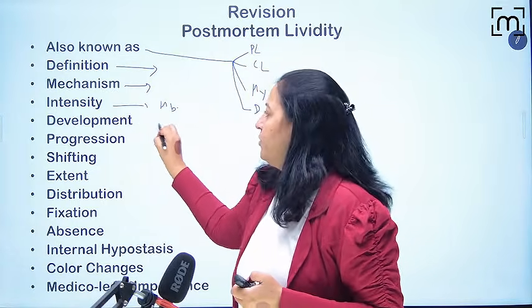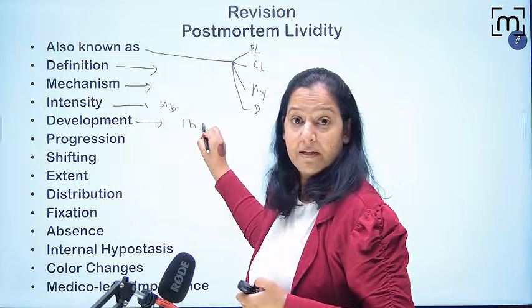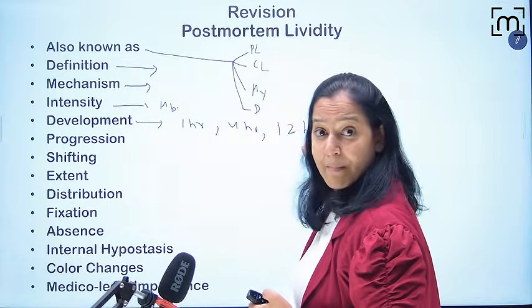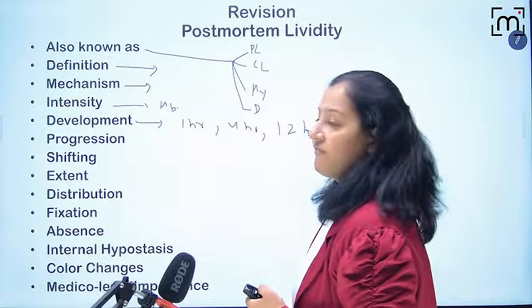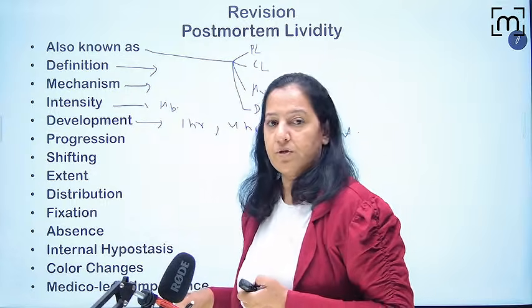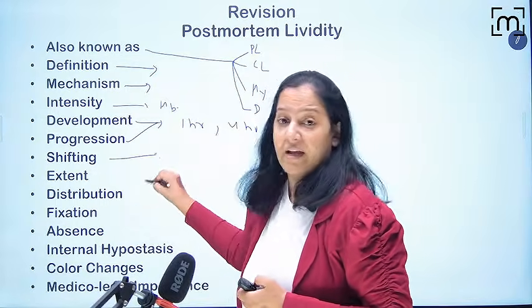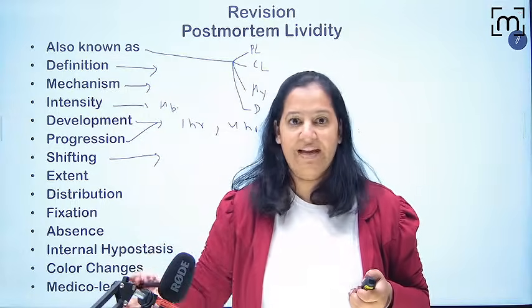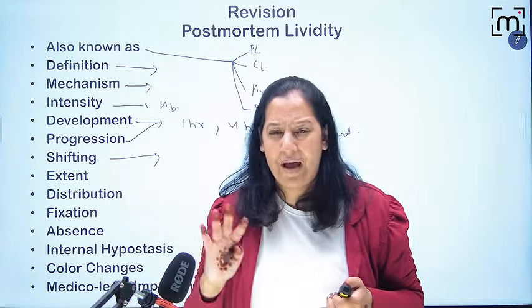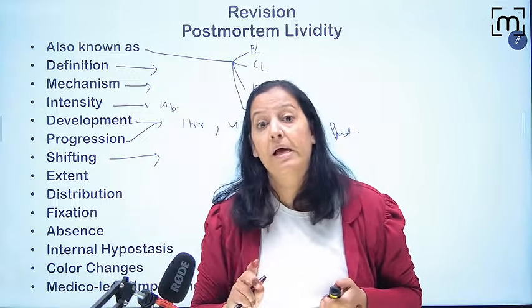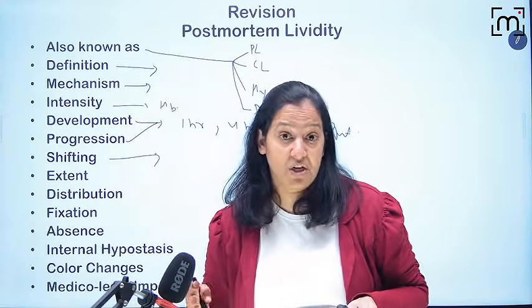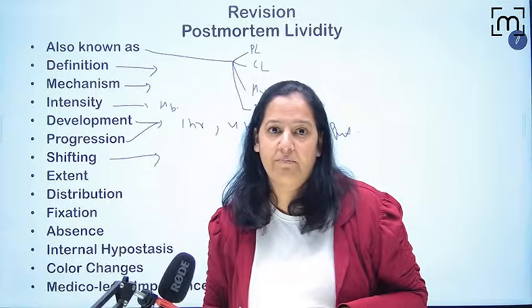Development: in 1 hour it starts to be visible. In 4 hours it is well established. In 12 hours it is maximum, and it persists till putrefaction. So this is what you have to learn in development and progression. Shifting: if the body position is shifted, the primary lividity will convert into secondary in the new dependent areas, but in the primary position you will get faint stains. At the secondary lividity you will get a dark stain. So it indicates the body is repositioned after the death, maybe to manipulate someone like that.